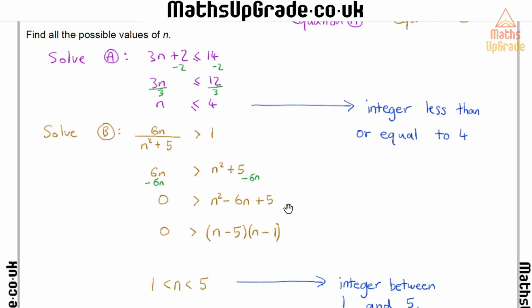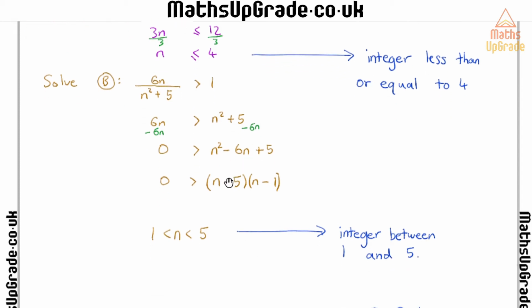What I'm going to do now is factorize this, since negative 1 and negative 5 are factors of 5 which add to give negative 6. So I'm going to put each of these brackets equal to 0. That means that if 0 equals n minus 5, n has got to be less than 5, and if 0 is greater than n minus 1, n has got to be, well, 1 has got to be less than n, so n has got to be greater than 1.